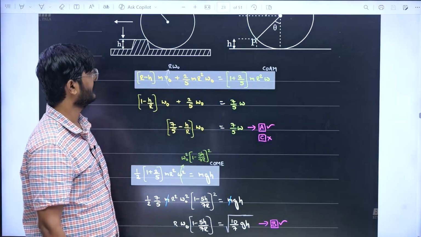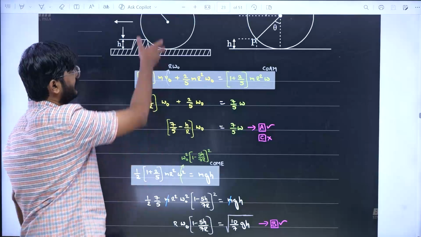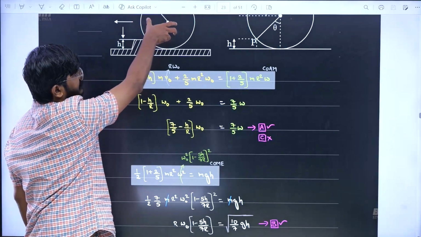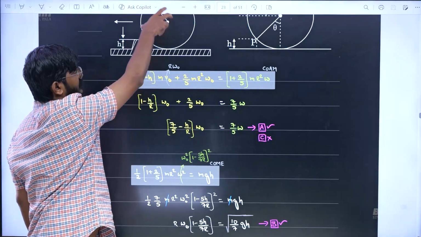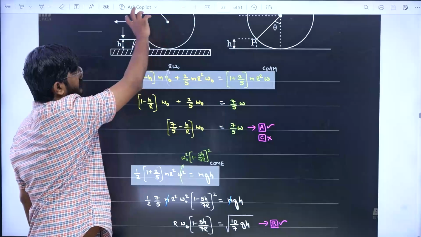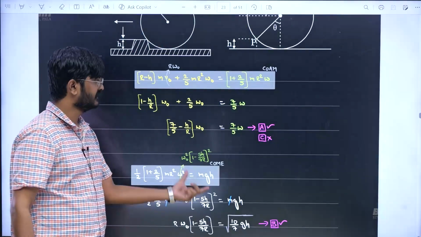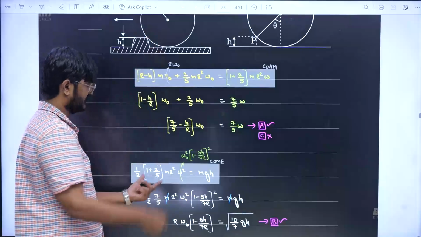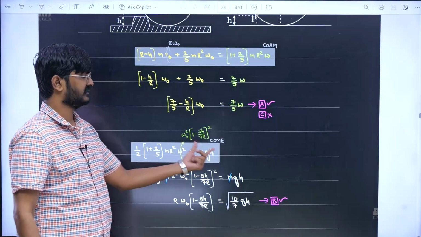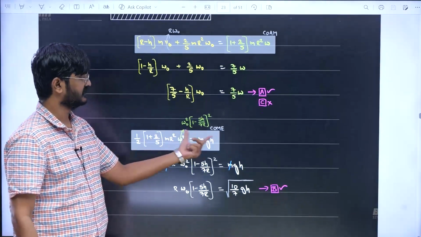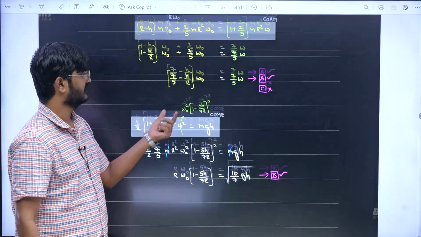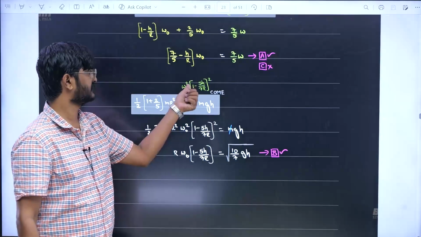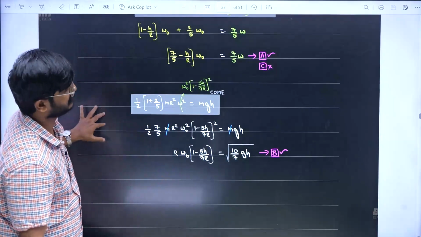Now it has some kinetic energy. Will that kinetic energy be sufficient for it to climb, to increase its potential energy? If it climbs, then the increment in potential energy is mgh. If the kinetic energy available initially, that is half into I about this axis into omega square, is sufficient to increase the potential energy, then that's the answer. Omega value we know, so you will be just substituting it and you will be getting the required answer.